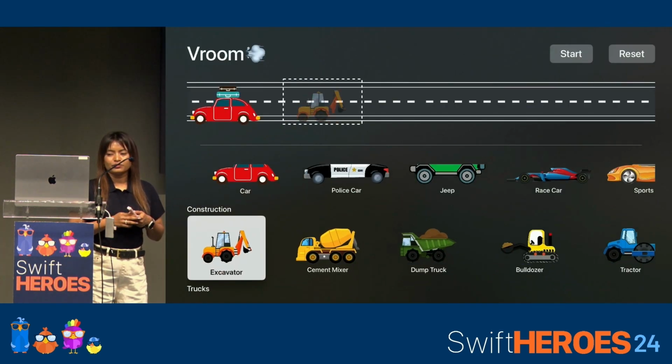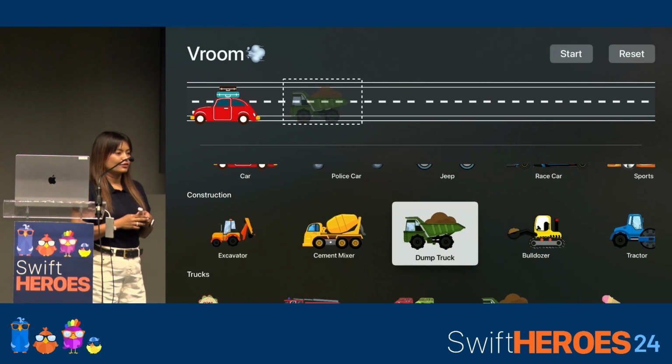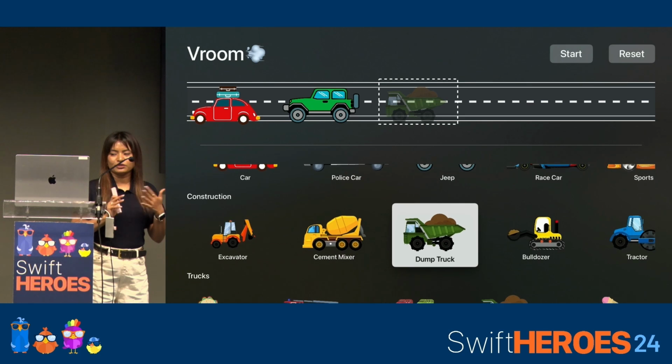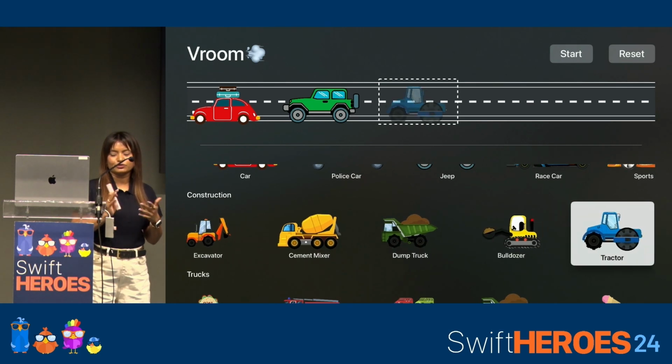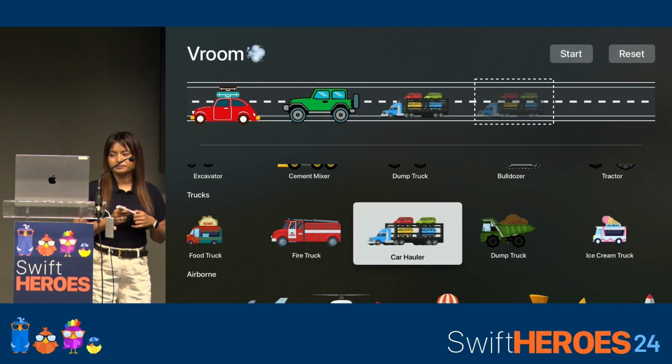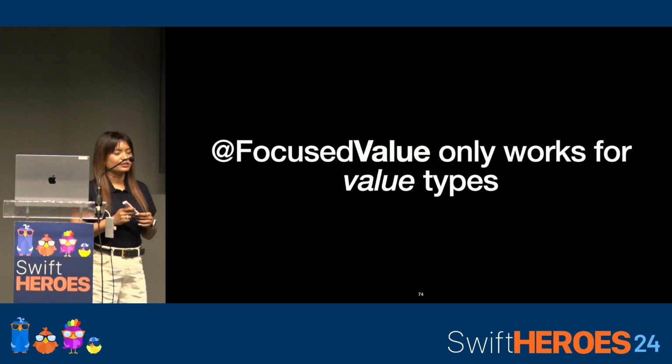And let's see how that works in action. I think it really looks cool, more engaging than before. And as we focus on different vehicles, the preview also gets rendered nicely and it's pretty instantaneous, so that's pretty cool. But coming back to this problem, it doesn't work for value types.